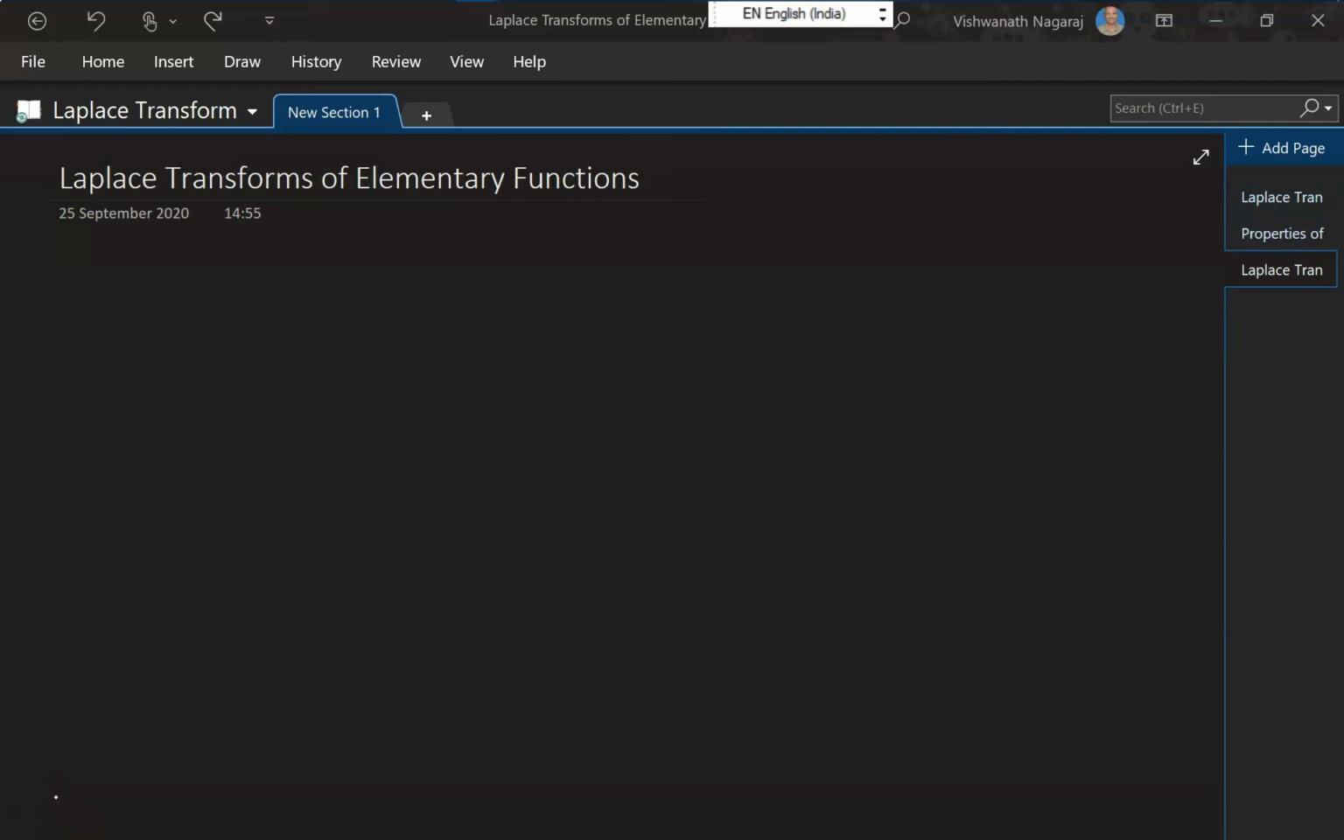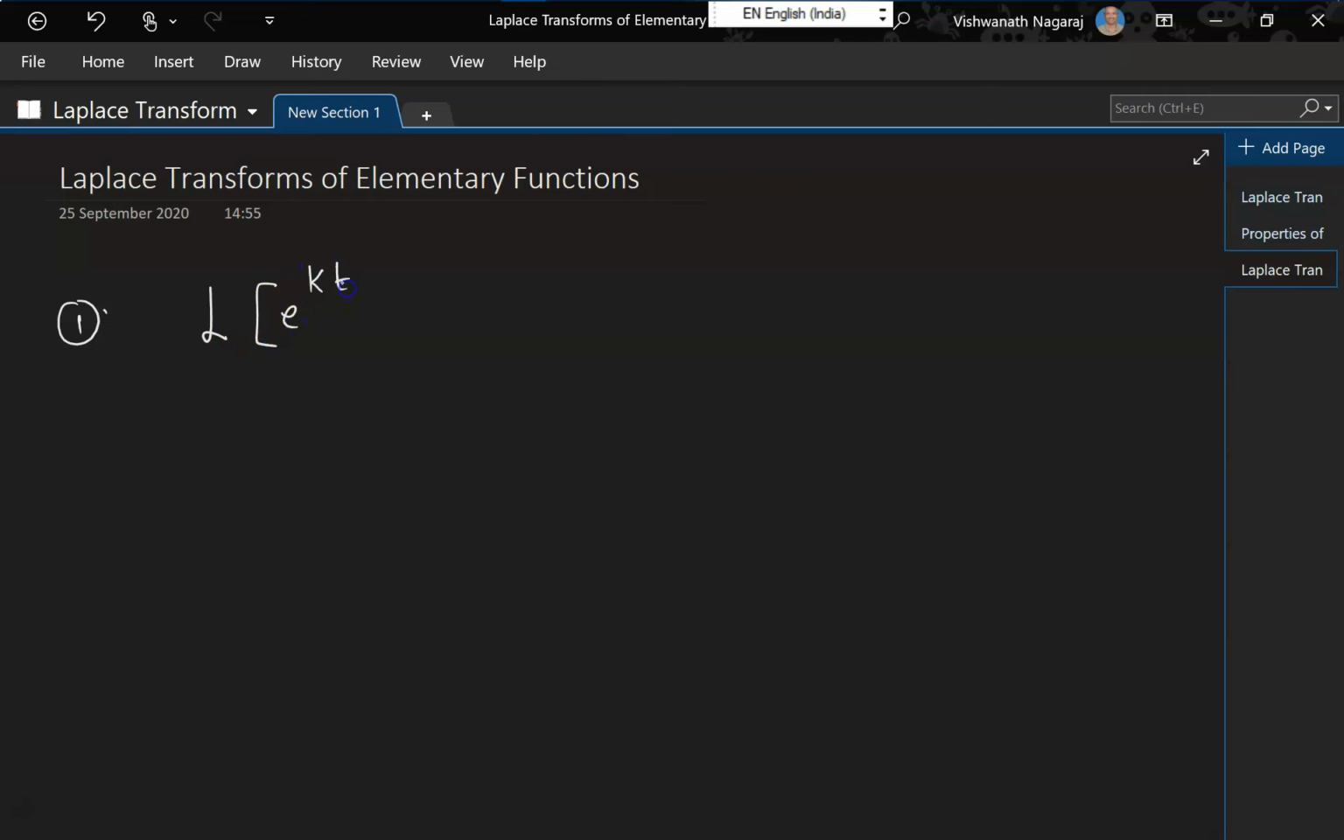Let's look at some Laplace transforms, especially with respect to elementary functions. Okay, let's look at the first one. Laplace transform of e to the power of kt. Remember, Laplace transform is the integral from 0 to infinity of f of t times e to the power of minus st dt.